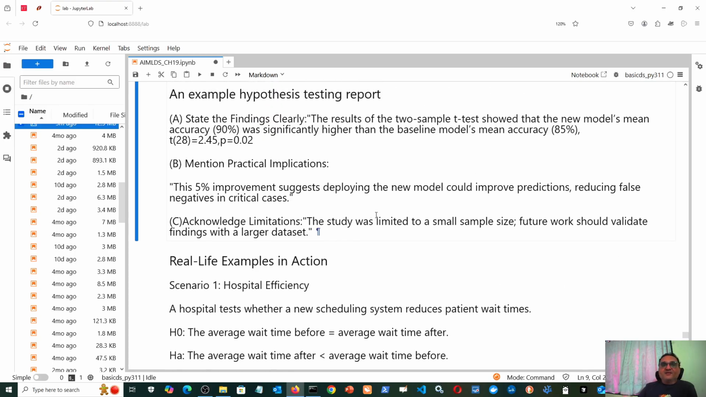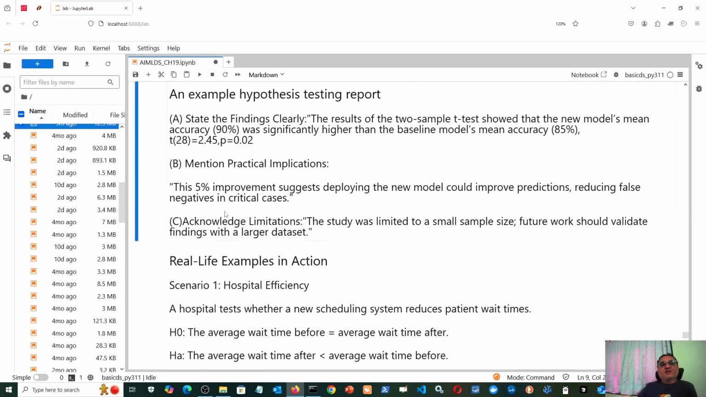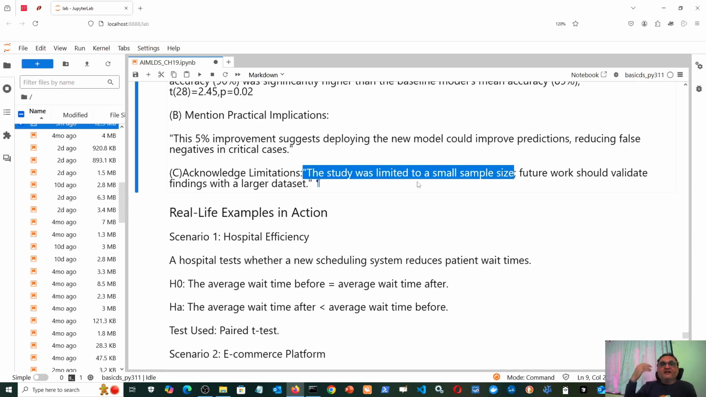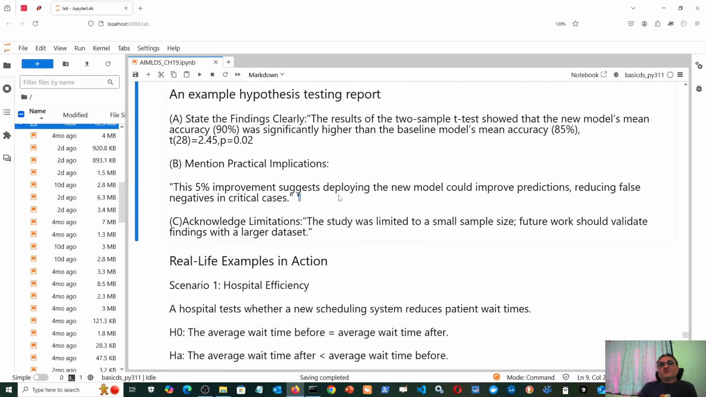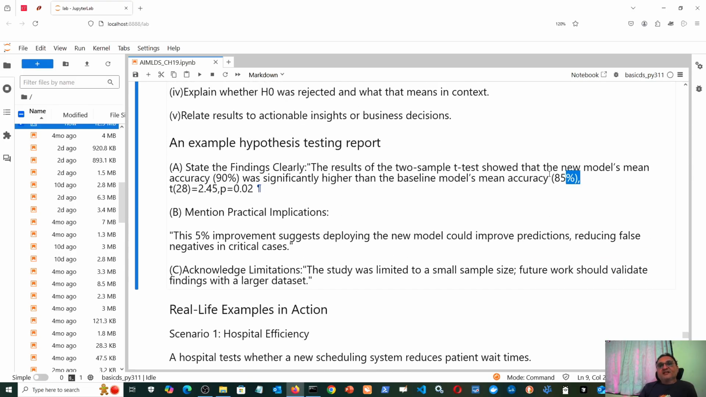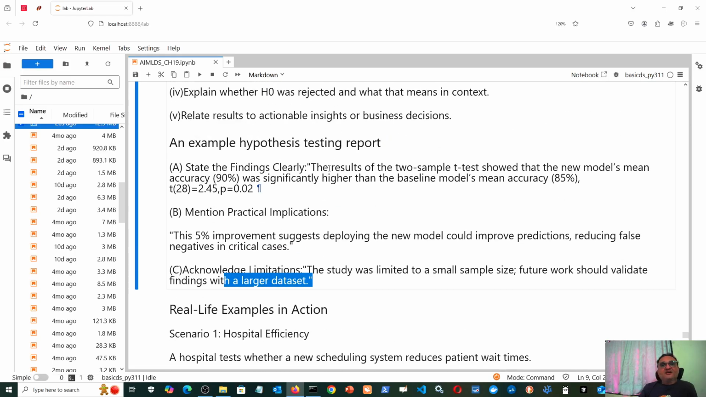Then if you had taken some liberty with the basic assumptions of the central limit theorem, you should acknowledge that liberty. The central limit theorem says the sample size should be greater than 30, but this study was conducted on a small sample size. As a data scientist you don't have to be ashamed about that, right? Whatever the client has given you, you perform your analysis based on that sample size. So the study was limited to a small sample size, and therefore before taking big business decisions like switching completely from your baseline model, logistic regression, to XGBoost, some more future work should be done to validate findings with a larger data set. This kind of balanced approach in reporting is required, right?